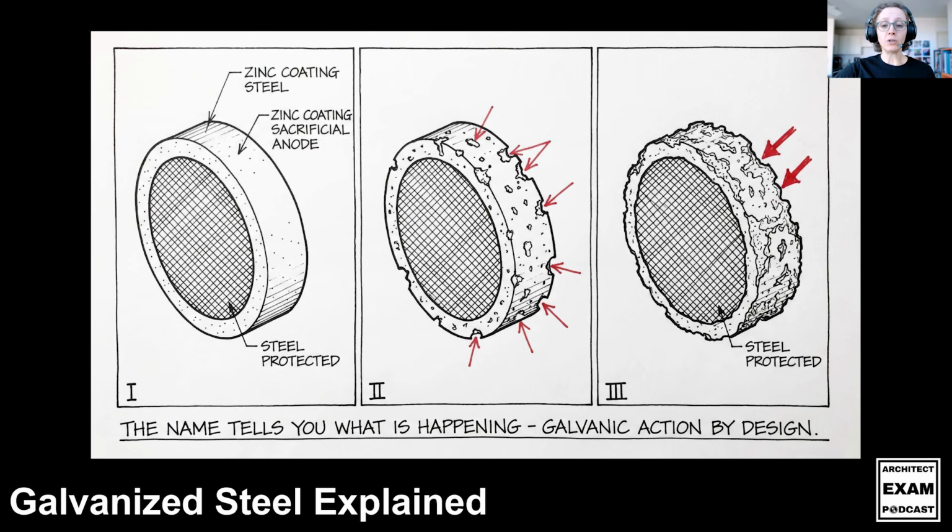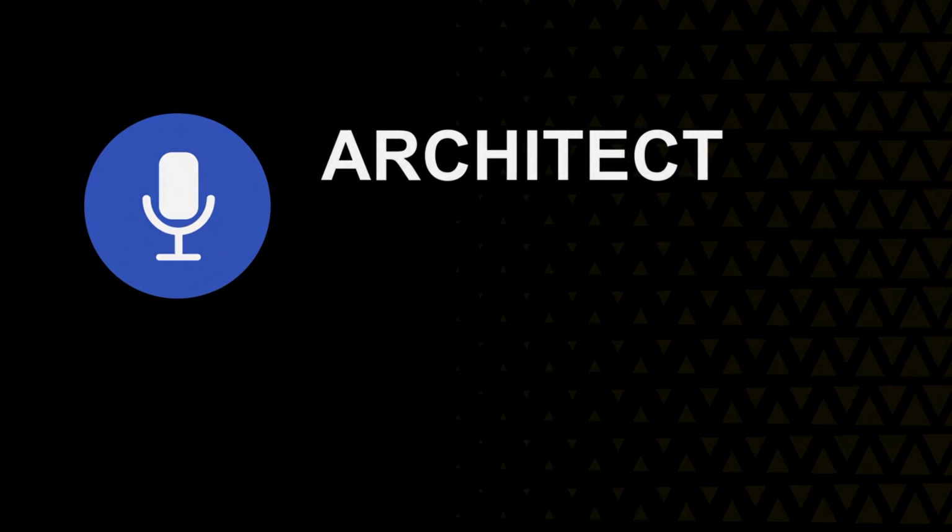So galvanized steel has a zinc coating, and that zinc coating is literally a sacrificial anode. It's designed to corrode first so that the steel underneath doesn't have to. The name is telling you exactly what's happening. The zinc sacrifices itself through galvanic action to protect the steel. So every time you say galvanized, you're actually describing this exact process.